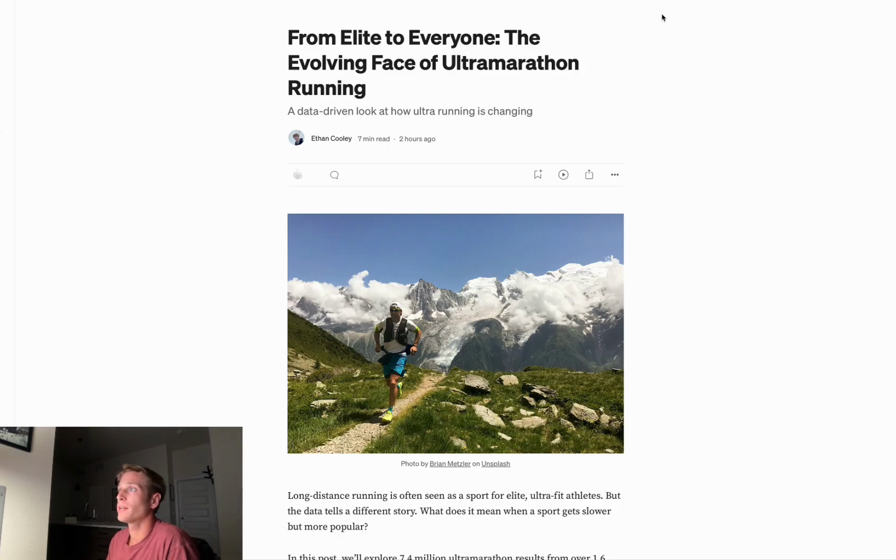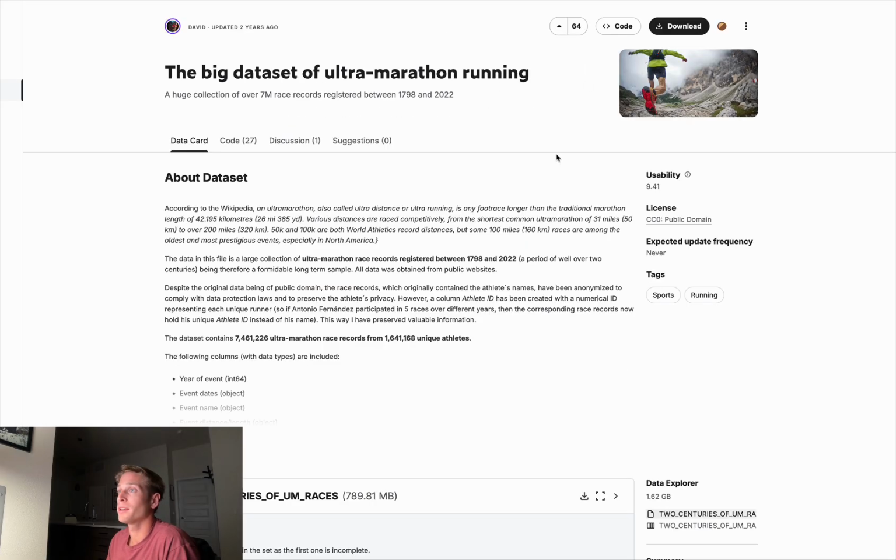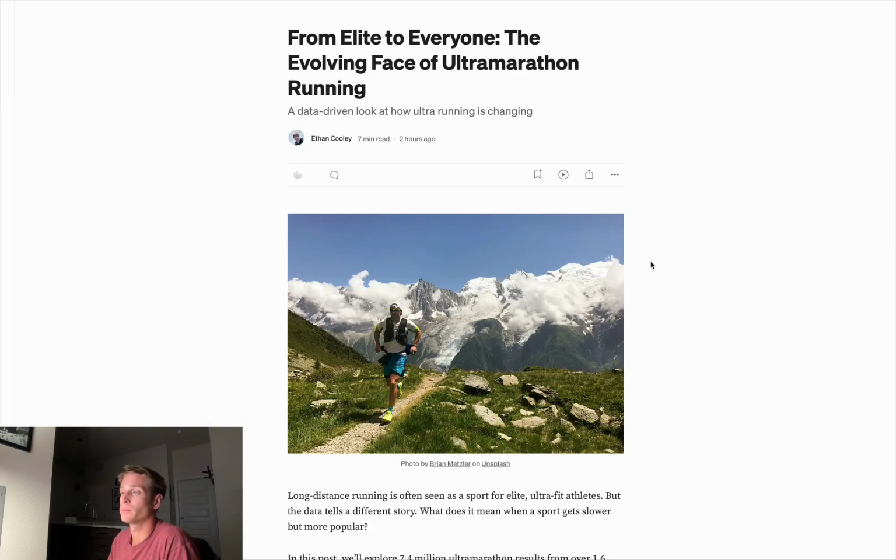The data set that I looked at here was the publicly available Kaggle data set called the Big Data Set of Ultramarathon Running, consisting of over 7 million race records registered between 1798 and 2022. Of those 7 million race records, around 1.6 million were unique athletes. So lots of data here, meaningful data that we can use to explore and tell compelling stories.